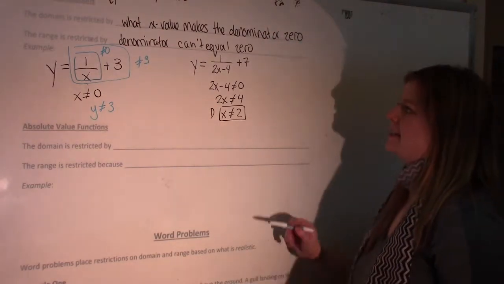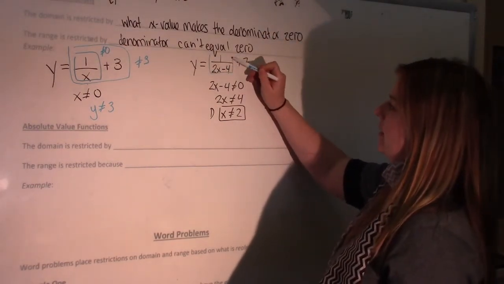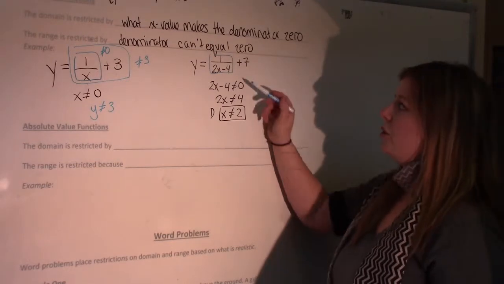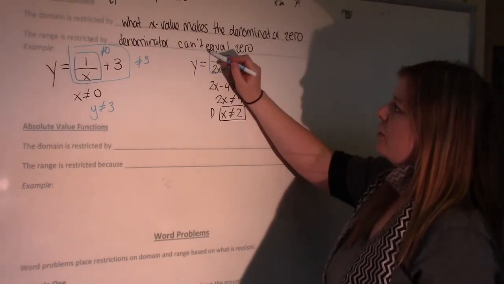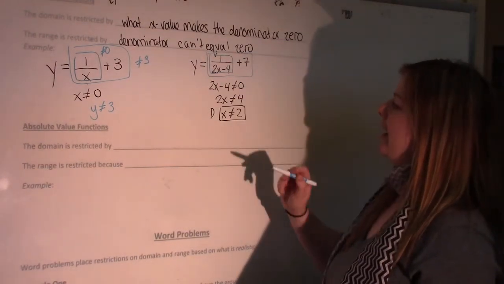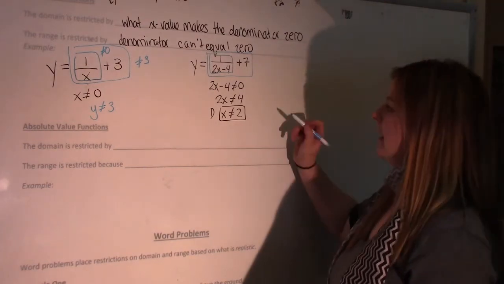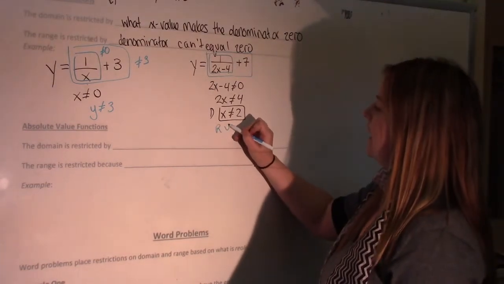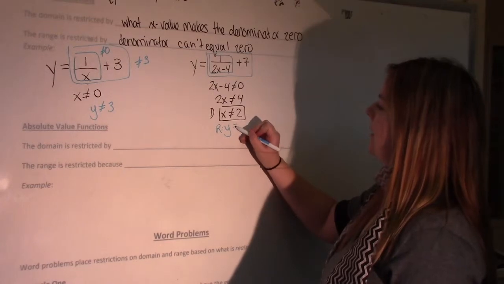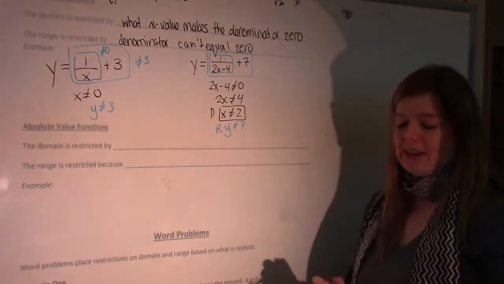In this case, again, if you look at the fraction part, you'll never get a 0 out of there. So that means out of the whole thing, you'll never get a 7. So the range in this case is y cannot equal 7.